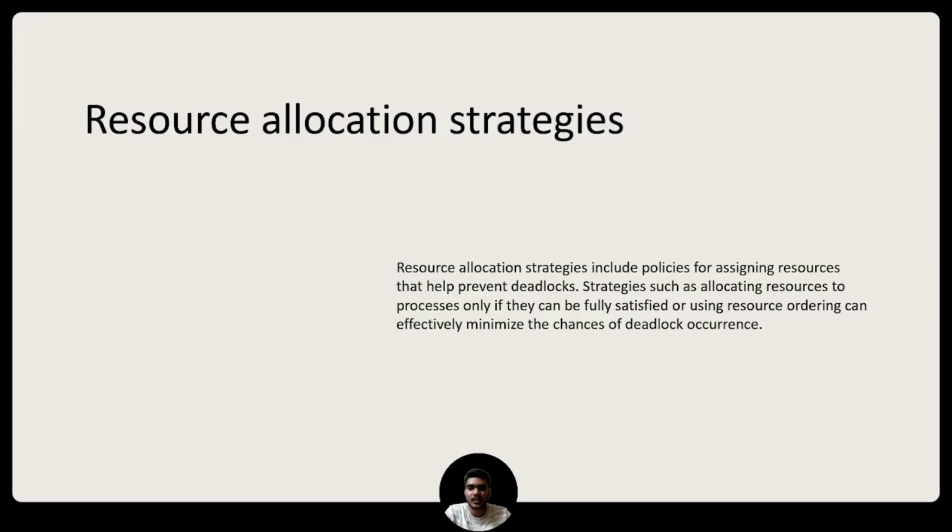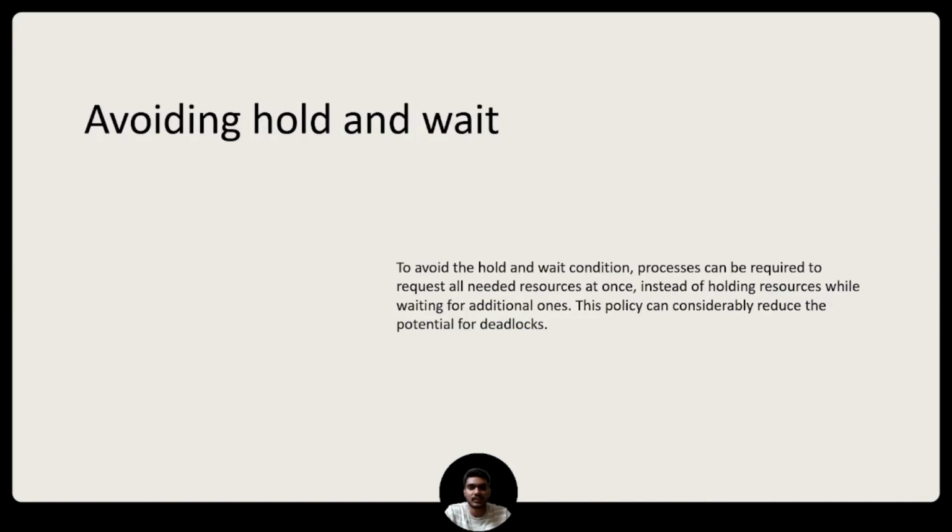Prevention. Resource allocation strategies include policies of assigning resources that help prevent deadlock, such as allocating resources to processes only if they can be fully satisfied. Using resource ordering can also be effective to minimize the chance of deadlock occurrence.